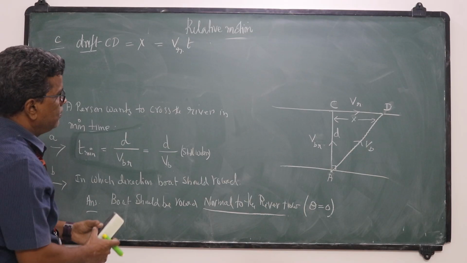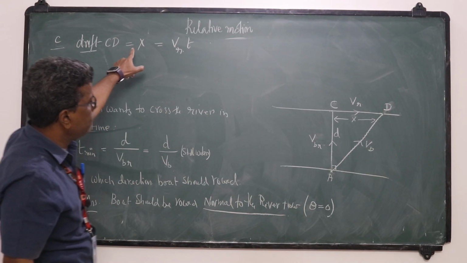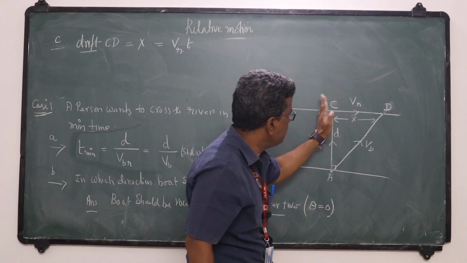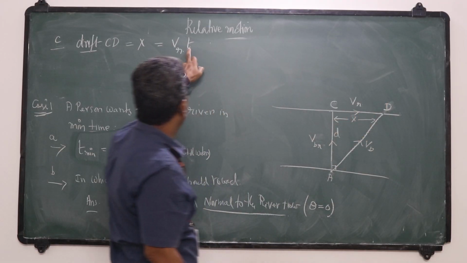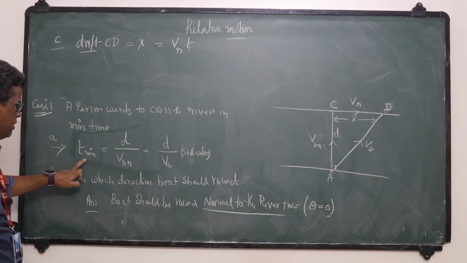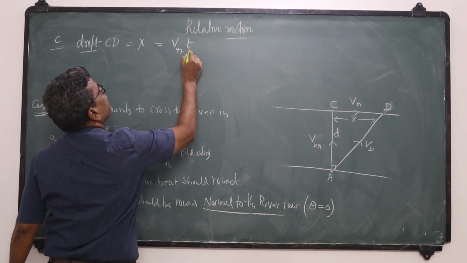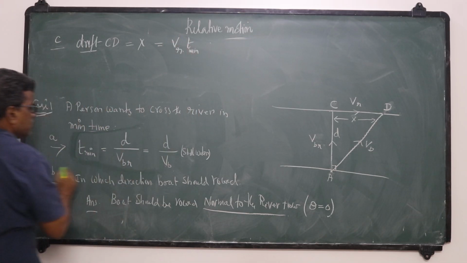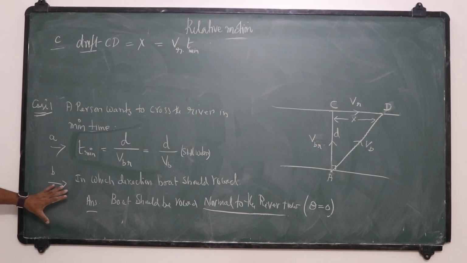Okay. So this is x, the drift, which is equal to Vr into t. What is t here? Time taken, the minimum time. So these are the possible answers to questions you find in the problems. Okay, this is case 1.